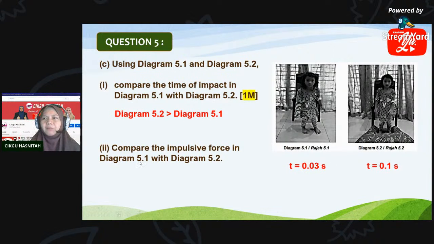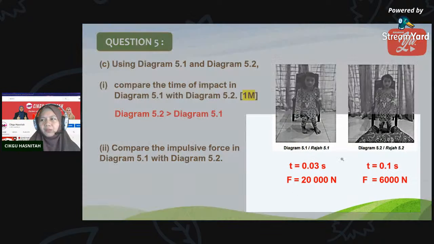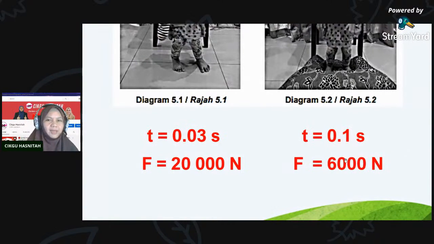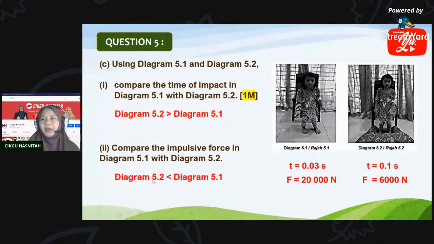And then second, compare the impulsive force in diagram 5.1 with diagram 5.2. From the table, for 5.1, the impulsive force is 20,000 Newton. And for 5.2, just now we calculated, it is 6,000 Newton. So which one is higher than which one? Obviously, you can see diagram 5.2 is less than diagram 5.1. Or you can say the other way around: diagram 5.1 is greater than 5.2.